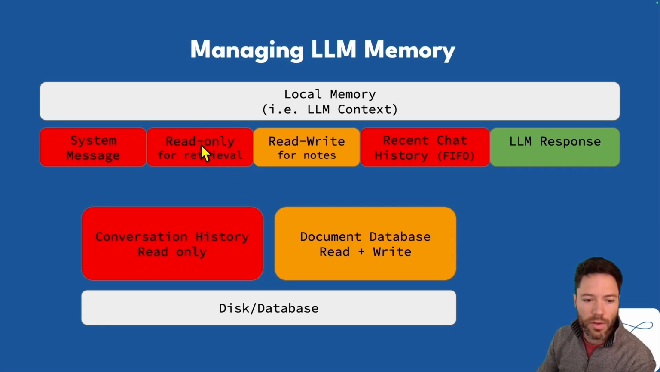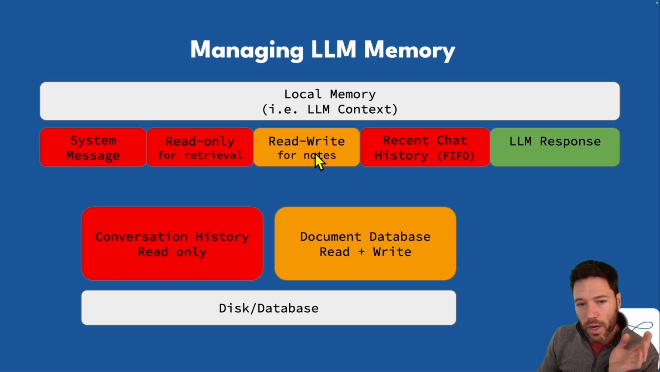So we can have the LLM issue a command to retrieve a conversation. It will then be entered into this block, or a command to read from the document database, which will also be written in here. Then there's a read-write block. Now, why is this read-write? Because this can be written by the LLM response. So this block allows the LLM to actually write to its local memory.